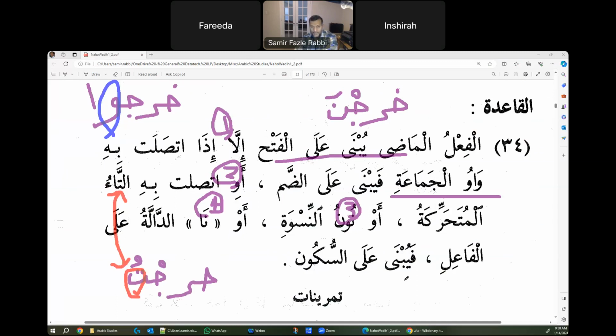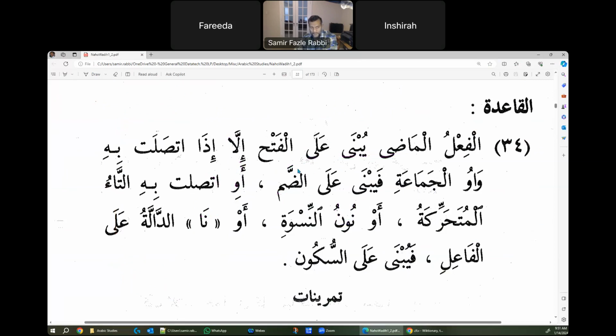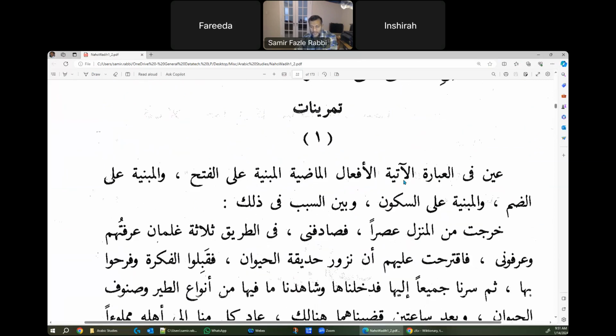فيبنى على السكون. Then all these ones that they mentioned, number 1, 2, 3, 4, those verbs are built on sukun. So it's either going to be fatha or the dhamma, which is going to be exception number 1, and then 2, 3, and 4 are on the sukun. And then here's some exercises.